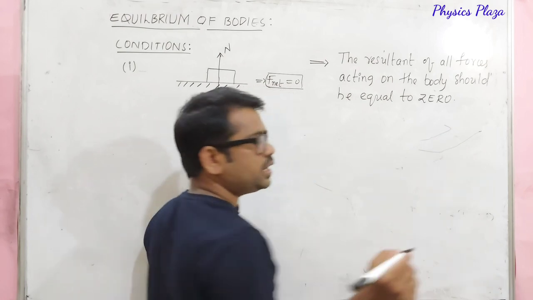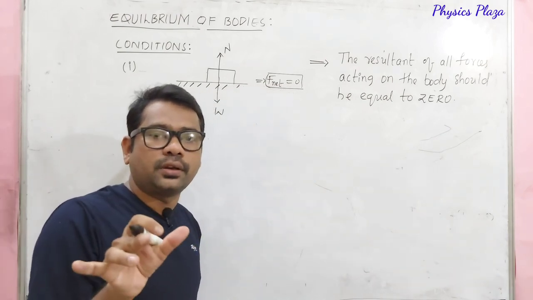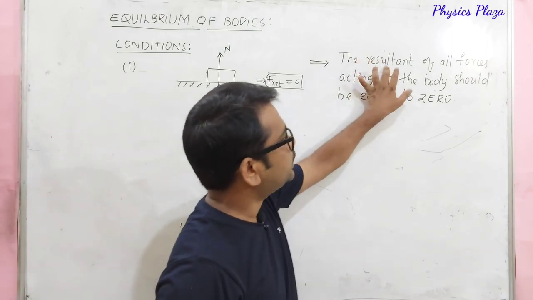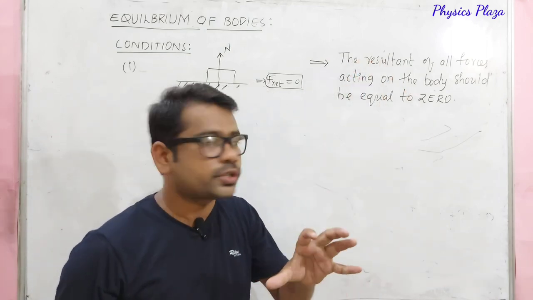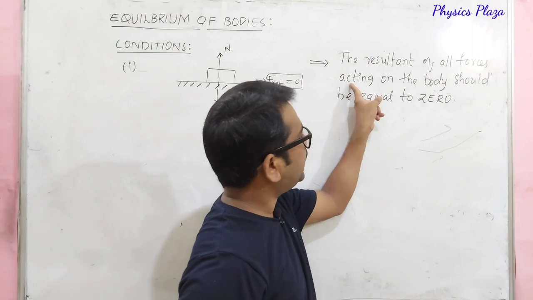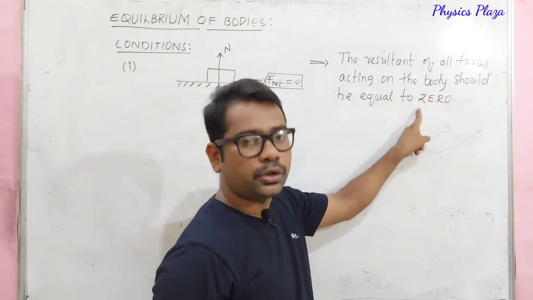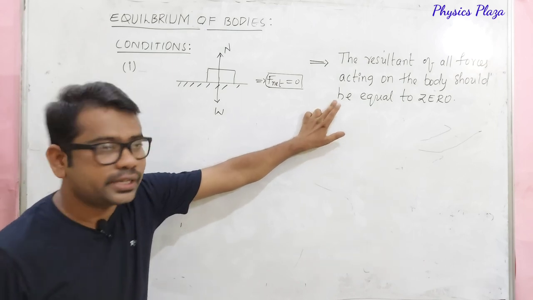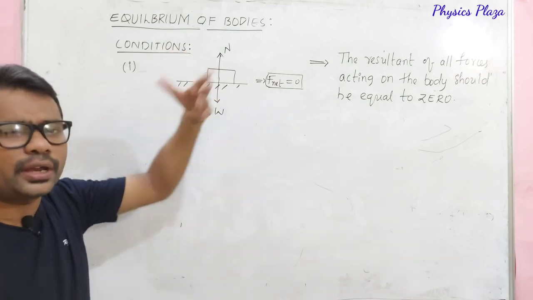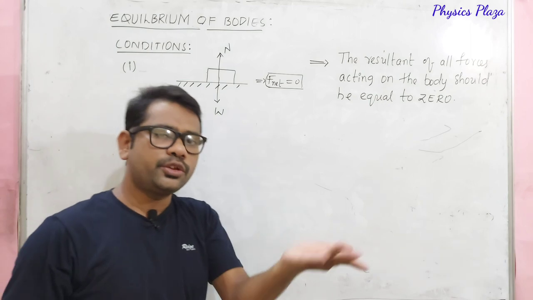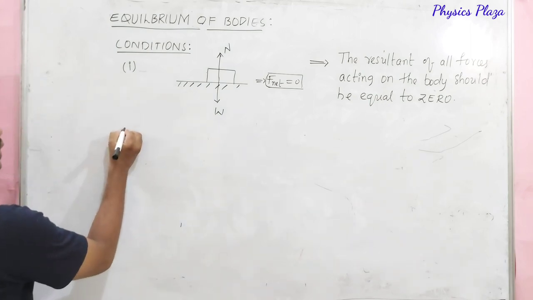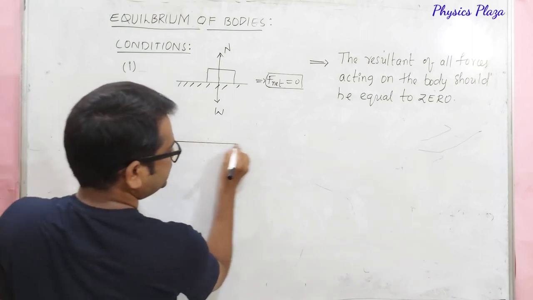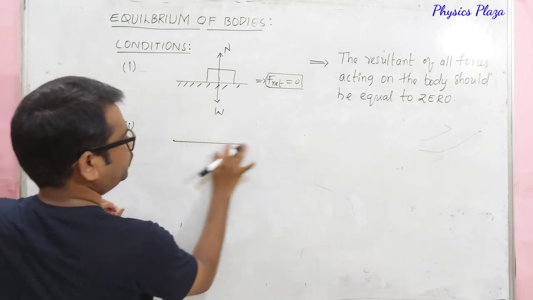So, in the first condition, we will talk about the forces. We are not going to talk about the moment of force. Just the force. So, the resultant, that is the algebraic sum, the net force, the resultant of all forces acting on the body should be equal to 0. That is the first condition. To understand this condition, just think about this example. Of course, like these examples, you will get many. Okay, fine. Now, second condition, dear children, look here. So, here let us take one.